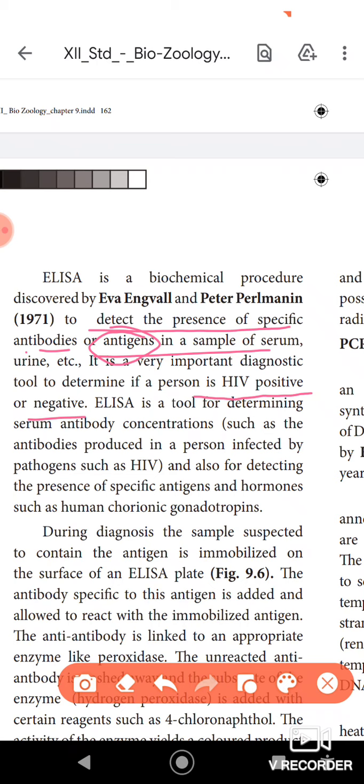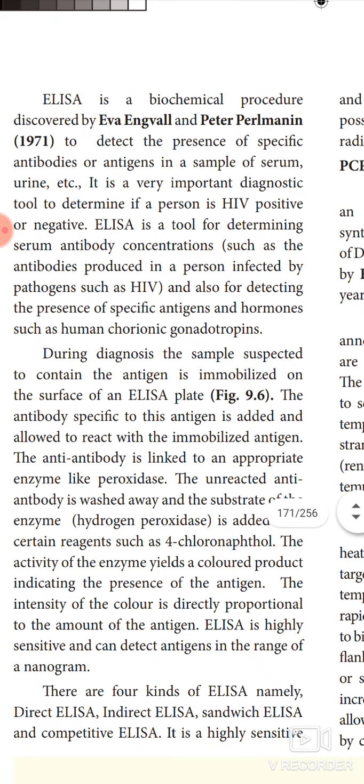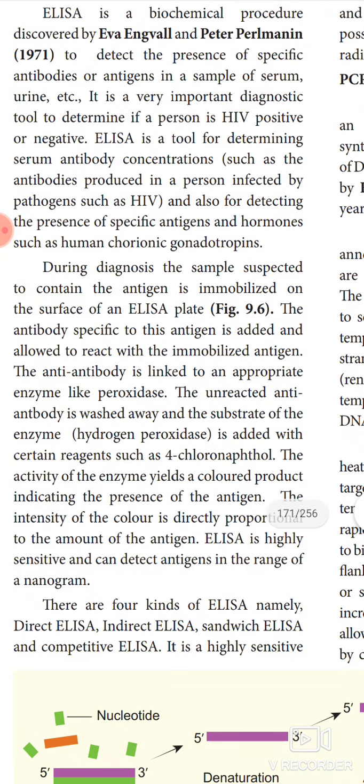Now I am going to explain the important steps followed in the ELISA test. What steps are there in this ELISA test? First I will explain the theoretical point of view, followed by the table. That flow chart I will explain.